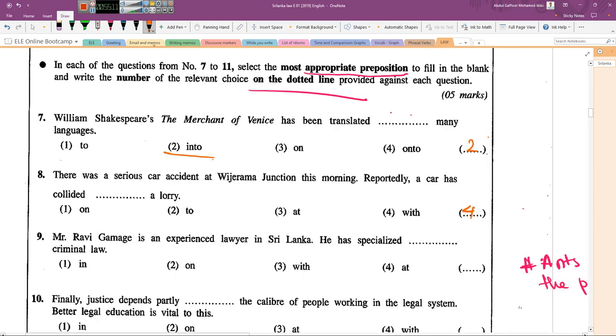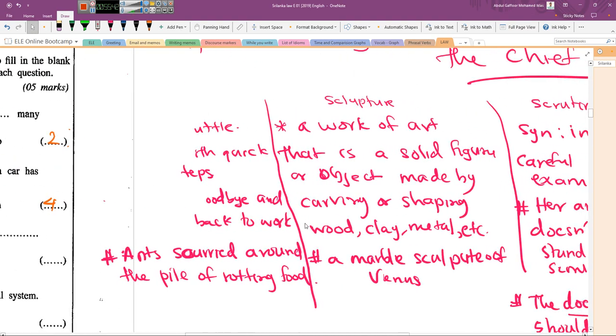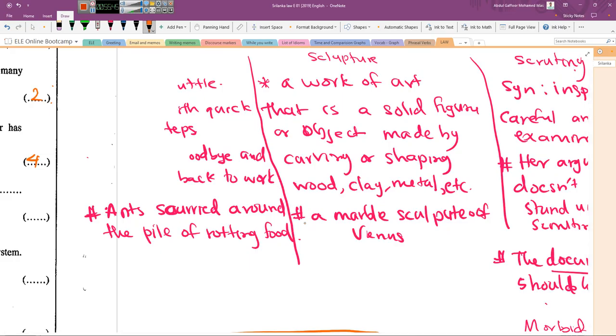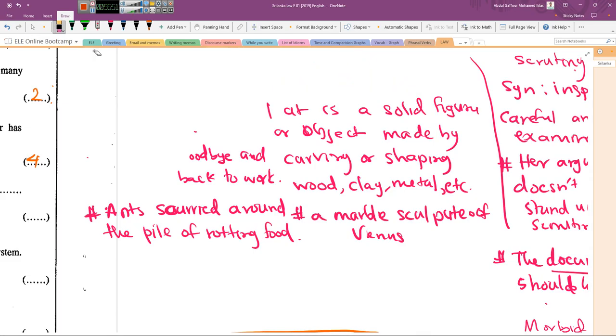So now what does it mean? There was a serious car accident at Vijayarama Junction this morning. Reportedly means what people say, right? Because you didn't see the accident with your own eyes, but based on what the people present told you, you can tell that a car collided with a lorry, right? The next, ninth question, Mr. Ravi Gamage, right? So I will now teach you the meaning of reportedly also here. So let me give you the description of that word given in the dictionary and the example sentence, so that you can use the word in your essays and other things also.